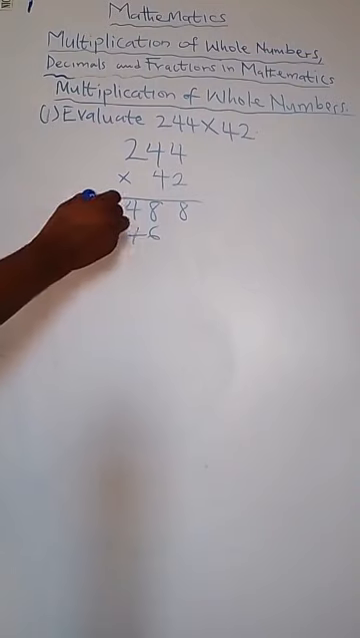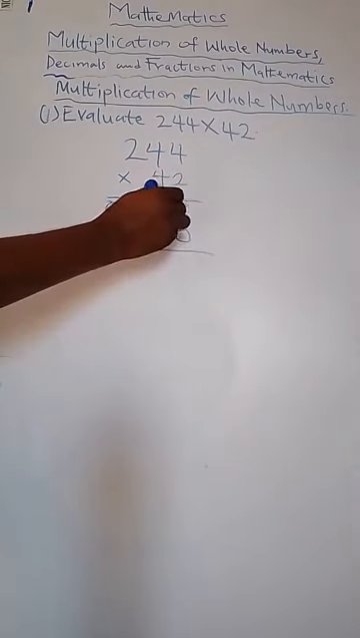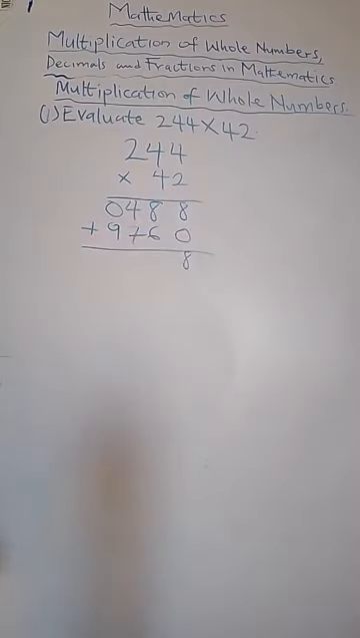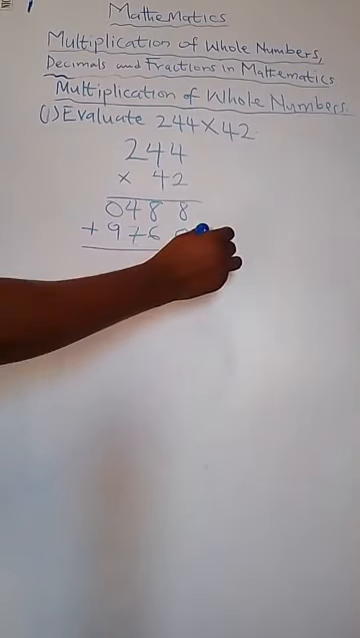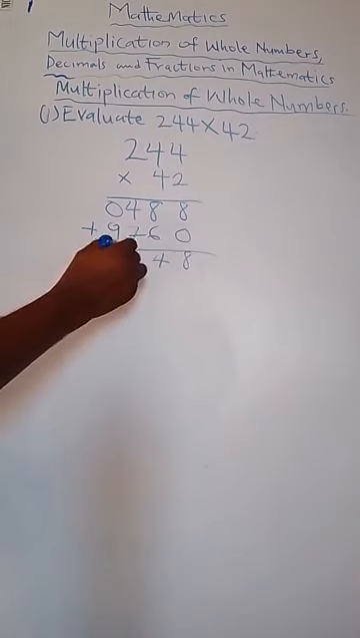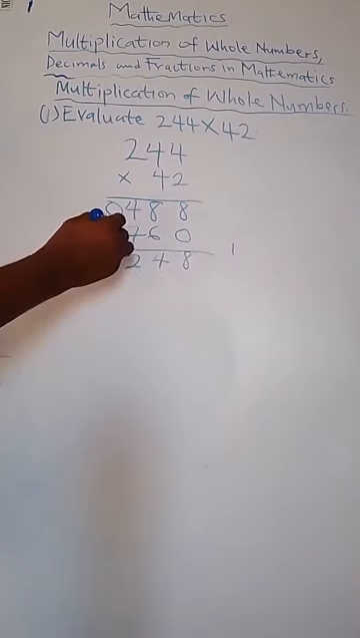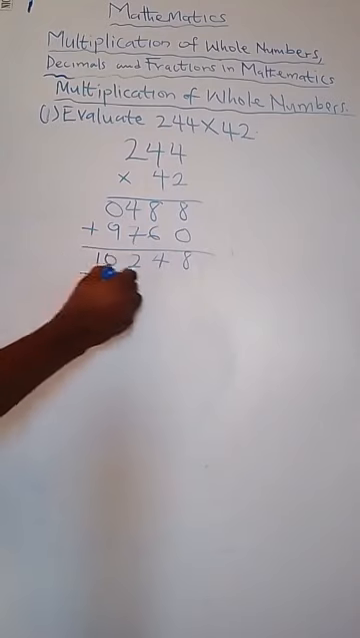So you can use 0 to balance everything up. Doesn't affect your answer, right? You add everything together to get your final answer. 8 plus 0, 8. 8 plus 6, that is 14. You write 4, you keep 1. 7 plus 4 plus 7, or 7 plus 4, that is 11. 11 plus 1, 12. You write 2, you still keep 1. 0 plus 9, 9 plus 1, 10. So this is your final answer.